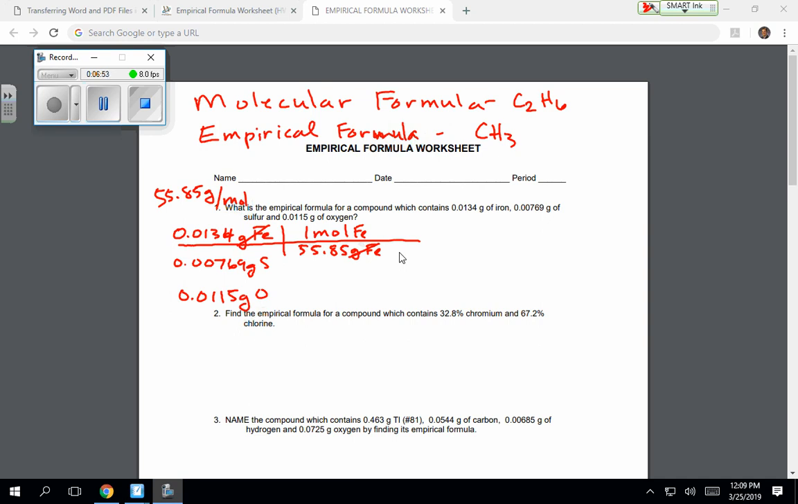What do you want me to do? What am I multiplying? Yeah, just multiply. We're going to do this exact problem here. We've got 0.0134 divided by 55.85. That's the number there. Let me see. I got it. What is it? 0.002324. Keep going. Give me some more digits. Yeah, give me more digits, guys.